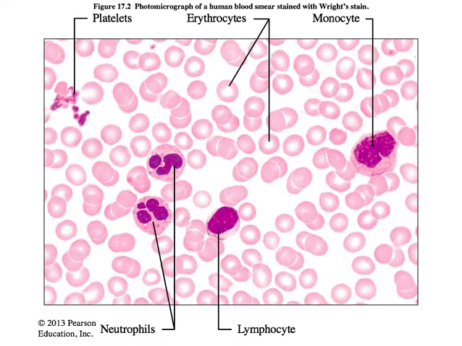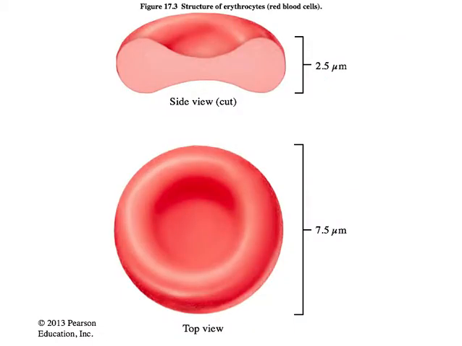So let's start discussing the formed elements of blood. As I said, red blood cells, white blood cells, and platelets. Red blood cells are also called erythrocytes. White blood cells are also called leukocytes, and platelets are platelets. Okay, so let's talk about erythrocytes first in this video. Erythrocytes are also called red blood cells.